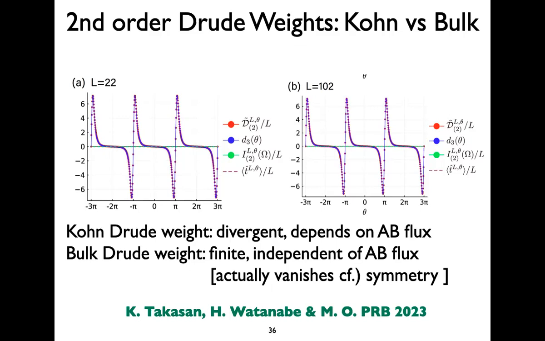And this is actually what is expected, because here we only consider the tight-binding model, so there is nothing that breaks the inversion symmetry. In the presence of inversion symmetry, the second-order conductivity should vanish, so the second-order Drude weight should vanish. But if you use the Kohn formula, it's diverging and also depends on the Aharonov-Bohm flux. If you include low-frequency contributions and compute the bulk Drude weight, it vanishes, as expected physically.